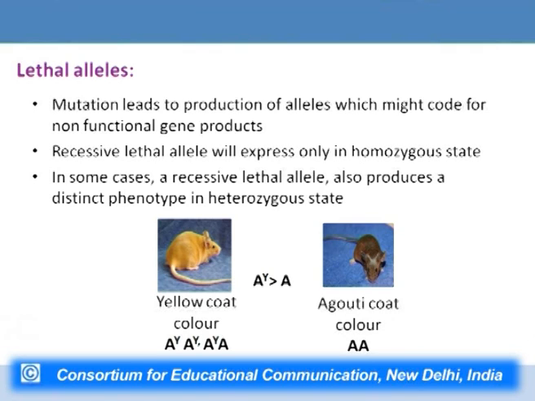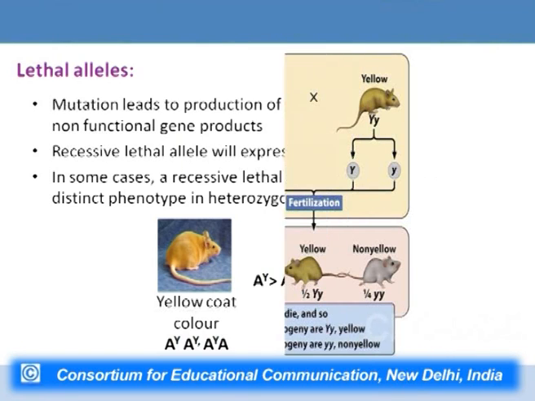Herein we can see that yellow coat color is coded by A^Y, which is dominant to A gene. So any individual who is having A^Y is yellow coat colored, an individual who is A^Y A is also yellow coat colored, whereas an individual who is AA will be agouti coat colored.